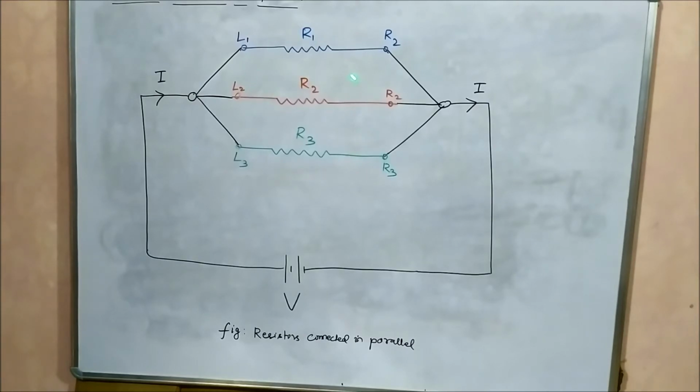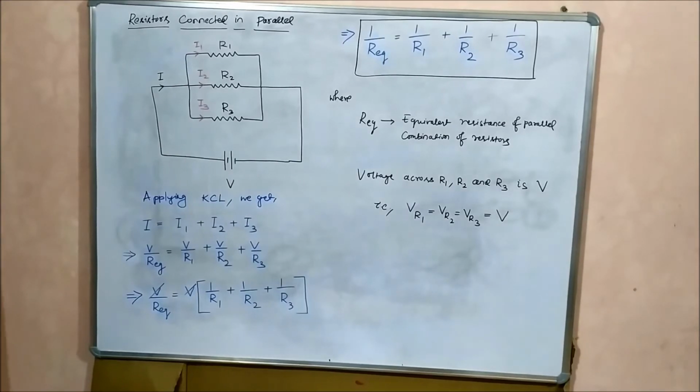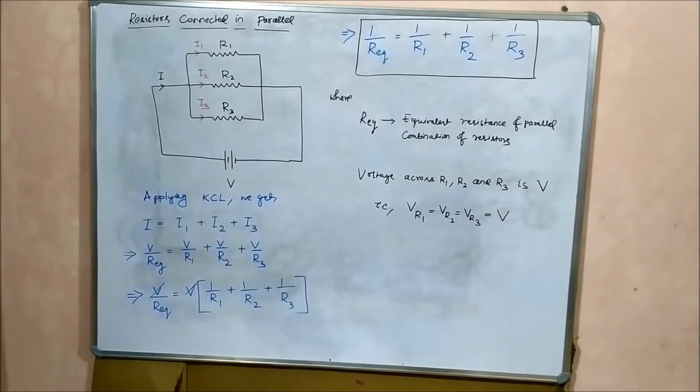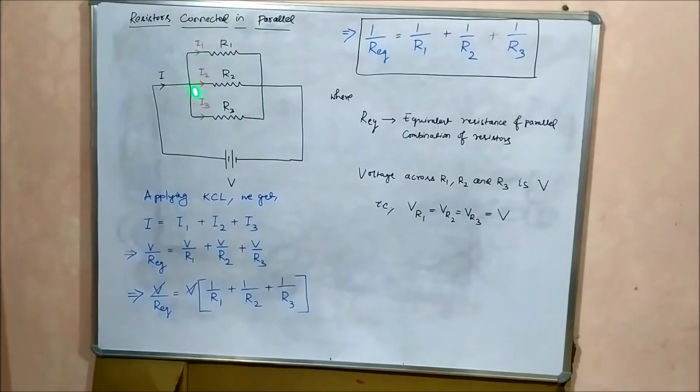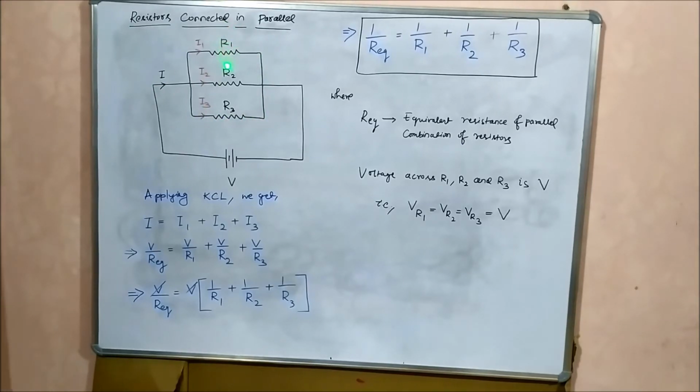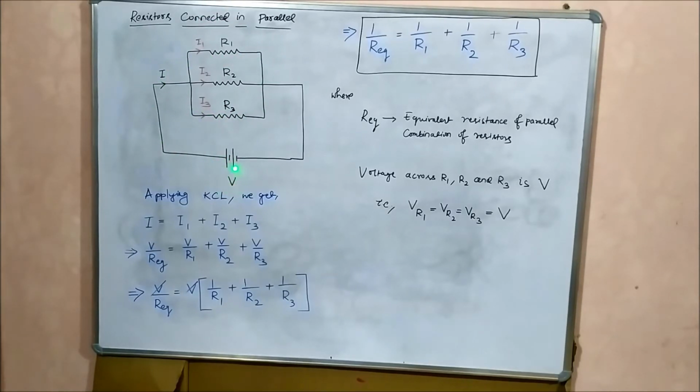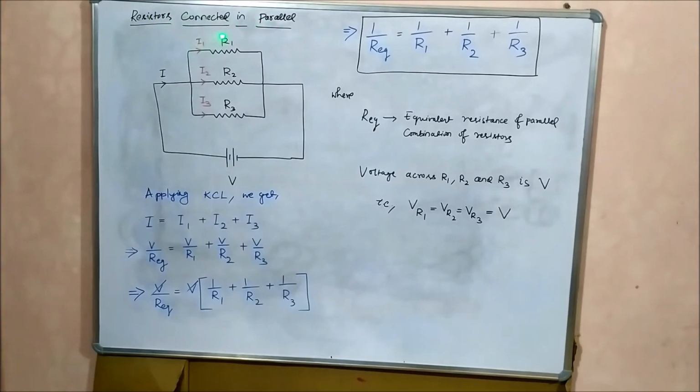Next we are going to derive the expression for the equivalent resistance of this parallel combination of resistors. The same number of resistors we have taken, R1, R2 and R3, which are connected in parallel across a DC voltage source V.